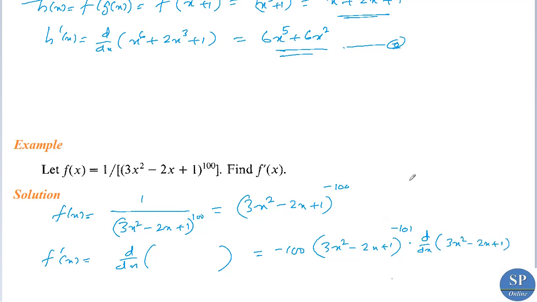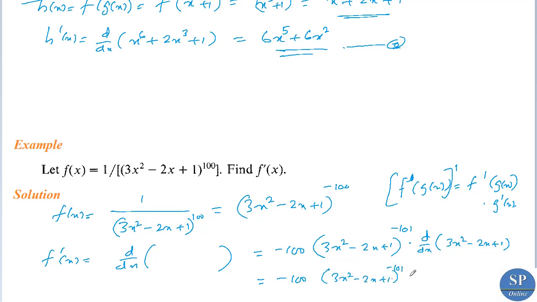Here we have used the chain rule because f of g of x dash is equal to f dash of g of x into g dash of x. So here g of x is actually this. So this is equal to minus 100 into 3x square minus 2x plus 1 power minus 101 into the derivative of this, which is 6x minus 2. So this will be the required derivative.